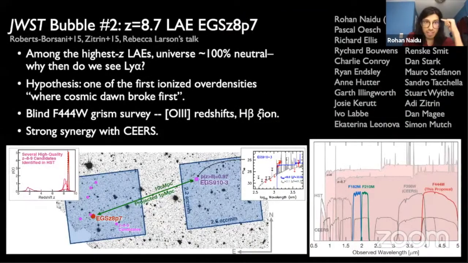The other bubble is the redshift 9 LAE that we heard about yesterday in Rebecca's talk. So the question is, why do we see Lyman alpha when the universe is so neutral? Our hypothesis is this is one of the first ionized overdensities where cosmic dawn broke first. To test this, we're going to run a blind F444W grism survey to get O3 redshifts and H beta psi ions. I also want to highlight that this is going to overlap with SEARS in about 50% of the footprint. So that's going to produce really amazing science because it's going to be like the Spitzer IRAC bands, but with grism. So that's going to be fun.